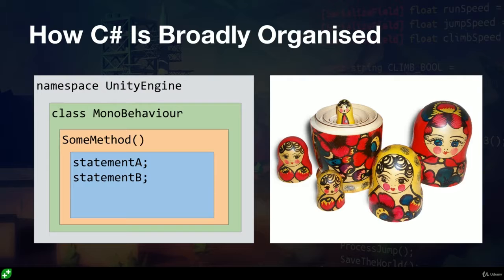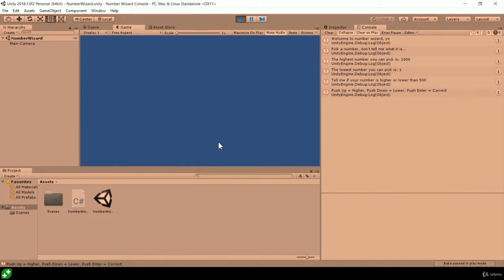Hello again. In this video, we're going to be talking about how C# is broadly organized into statements, methods, classes, namespaces. We're going to be looking at an issue of scope, and also when we push up on the keyboard, it's going to print out our guess variable of 500. So let's jump in and make a bit more magic.